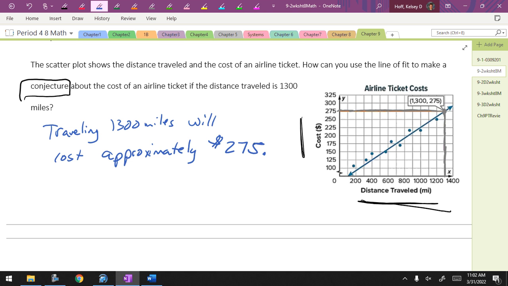When you draw it, it doesn't even have to touch a point. If you look at this one, it barely brushes here. But you want it to be the best representation through the center of that data. Okay? Flip it over.